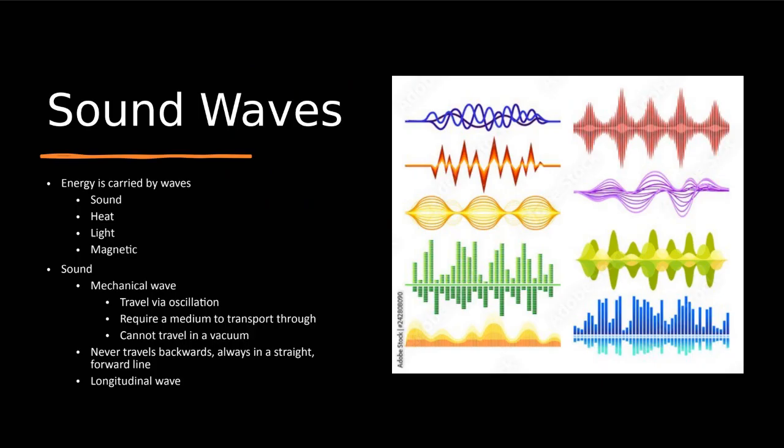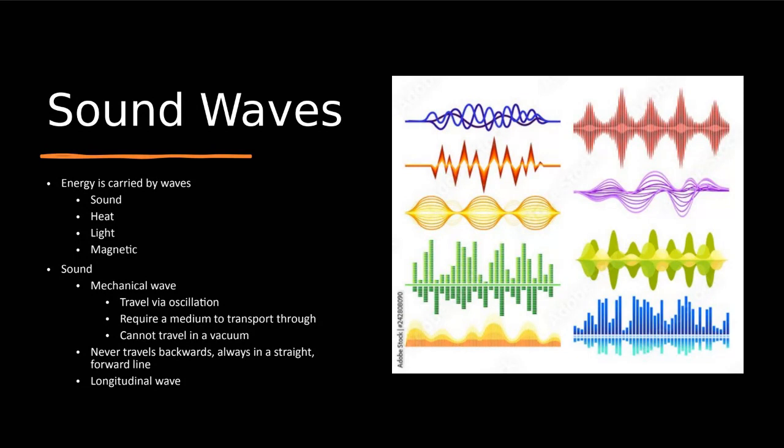So our sound waves, right? Energy is going to be carried by wave, all types of energy. So this is sound, heat, light, magnetic. You cannot have energy be carried in a stagnant environment. So everything has to be transmitted in some type of a wave. Now with sound waves, they are what we call mechanical waves. And this means that a mechanical wave has to travel by some type of vibration. We'll talk about that a little bit more. It also requires a medium to travel through, and it cannot travel in a vacuum.